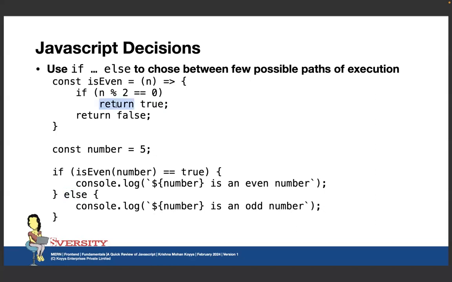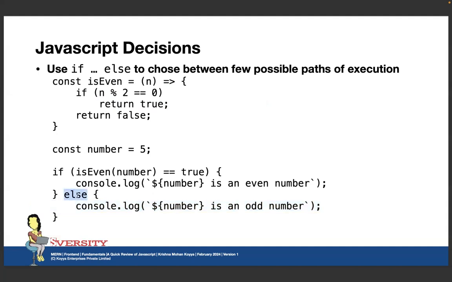Here, because it is returning immediately, this becomes unreachable code in case it is even. If it is not even, it comes here. So our logic is good. Whereas here, I am passing some number, 5. I'm checking if 5 is even. If it is true, then print this. Else, print this. If it is true, it is an even number. If it is false, it is an odd number. See, I'm again using those template strings.